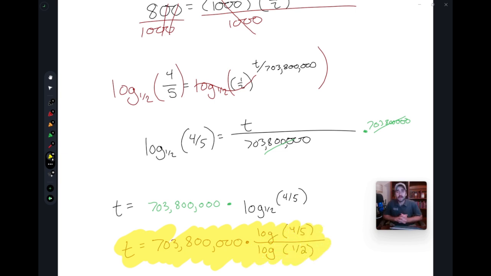Particularly if you're using your iPhone calculator or something like that to solve problems like this, you don't have a changeable base. You only have 2 options. You have the natural logarithm, which is base e, and the common logarithm, which is base 10, and neither of those would have solved that, and so that change of base was pretty important there at the end. I'll make that note. That came from the change of base formula.